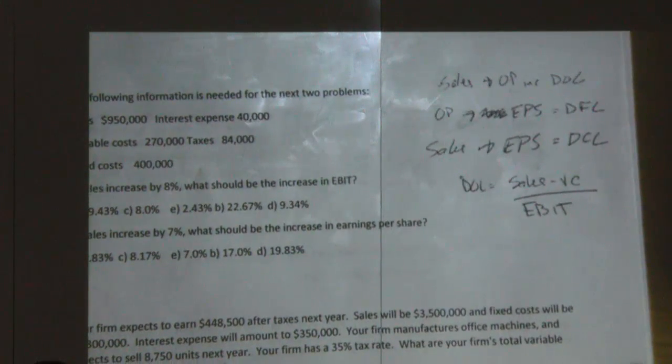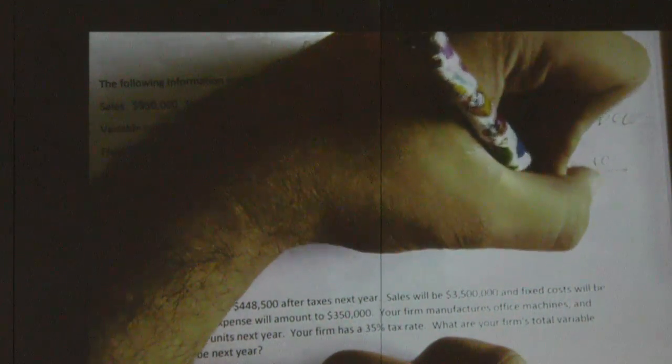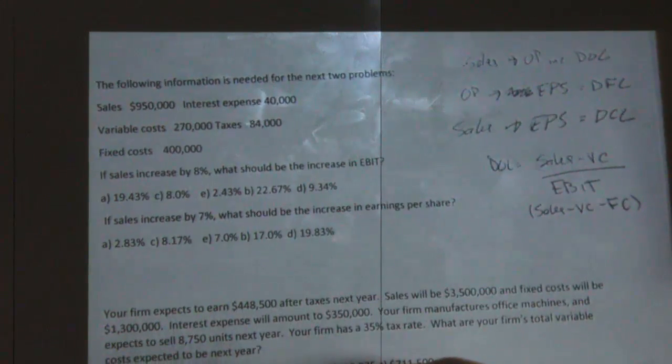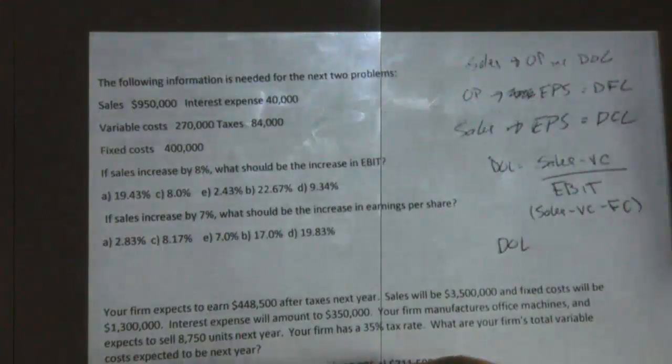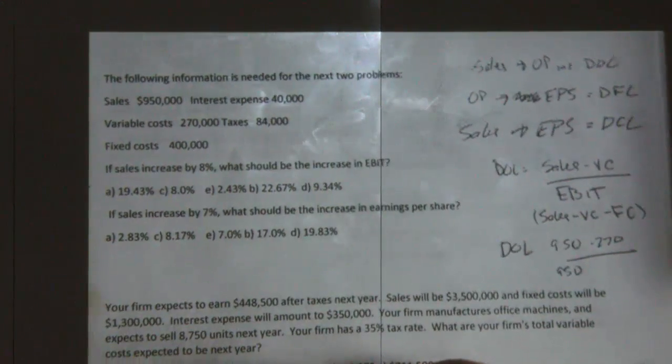that's the DOL formula. So you're going to be doing sales minus variable cost all over EBIT. And EBIT is actually going to be sales minus variable minus fixed cost. That's your DOL. And here we're just plugging in numbers to find our DOL number. So sales, we have 950 minus 270 over 950 minus 270 minus 400.